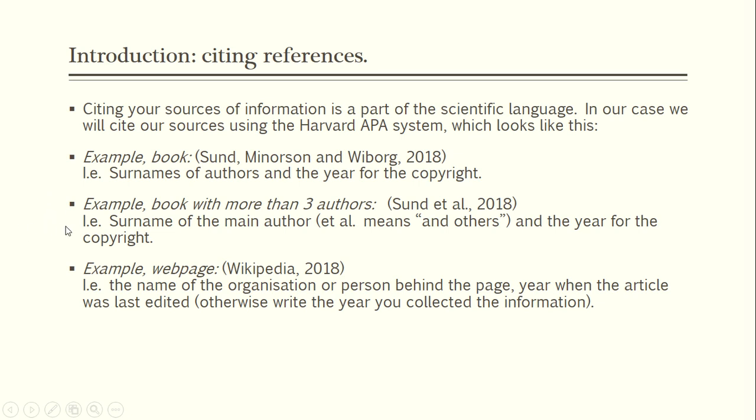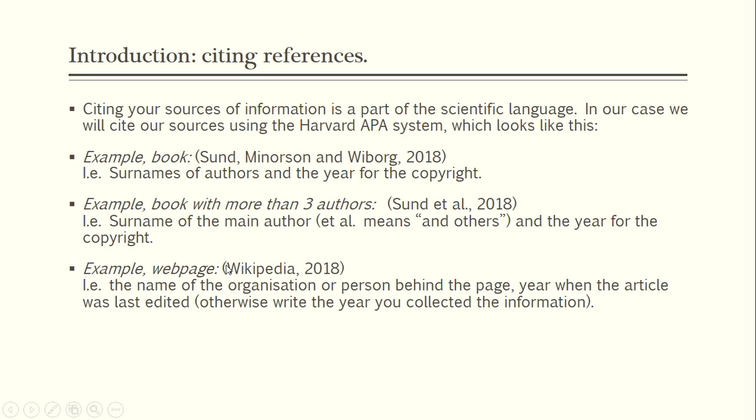If we have a book with more than three authors, in that case, we give the surname of the main author and then add et al. Like here, Sund et al. 2008. Et al. means et alia, if I recall, and that means "and others" in Latin. So you make sure that your parenthesis isn't too long by writing et al. instead. And then, of course, you give the year of the copyright of the book.